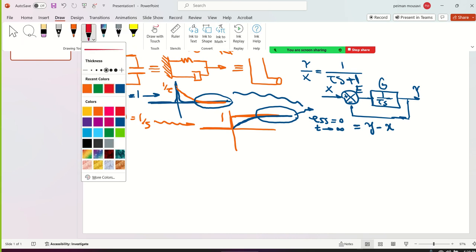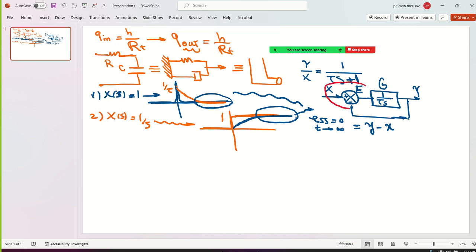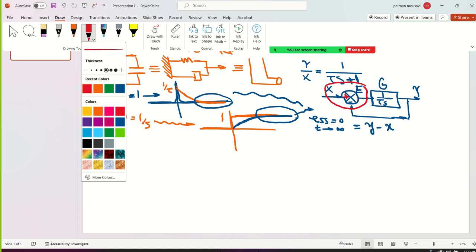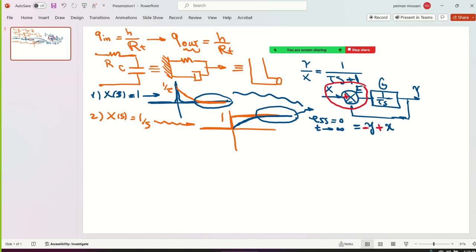Let me show you. I taught you in the previous class from here. E is, sorry, input minus output. This is the sign mistake. Input minus output for unity feedback.